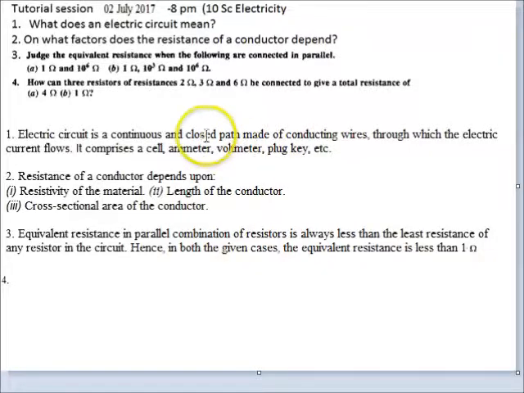So in the first case it is 1 and 10 raised to power 6. So 1 is the correct answer, 1 ohm. And in the second case it is 1 ohm, 10 raised to power 3 and 10 raised to power 6 ohms. So again the minimum value is 1. So in both the cases the equivalent resistance is less than 1 ohm.